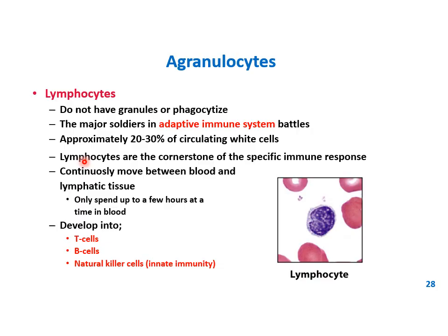Those are all from the lymphoid lineage. Okay, lymphocytes are coming from your lymphoid lineage. B cells, T cells, natural killer cells, and they do not have granules.